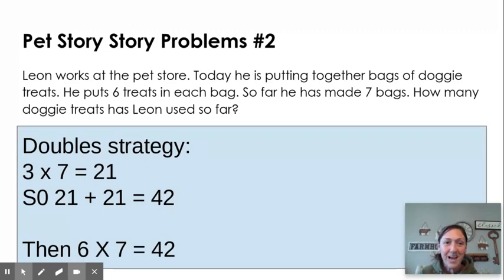All right, welcome back. Here's what I did with the doubles strategy. I said that I knew 3 times 7 was 21. And if I doubled that, 21 plus 21, and added them together, that would be 42. So that must mean 6 times 7 is 42. So how many doggy treats has he used so far? 42 doggy treats.